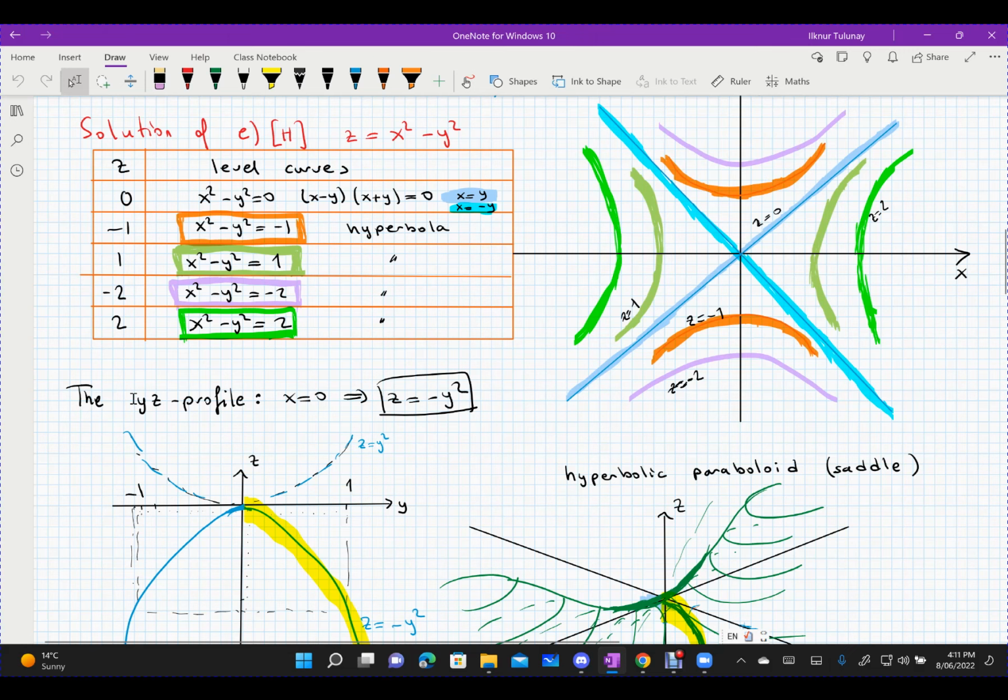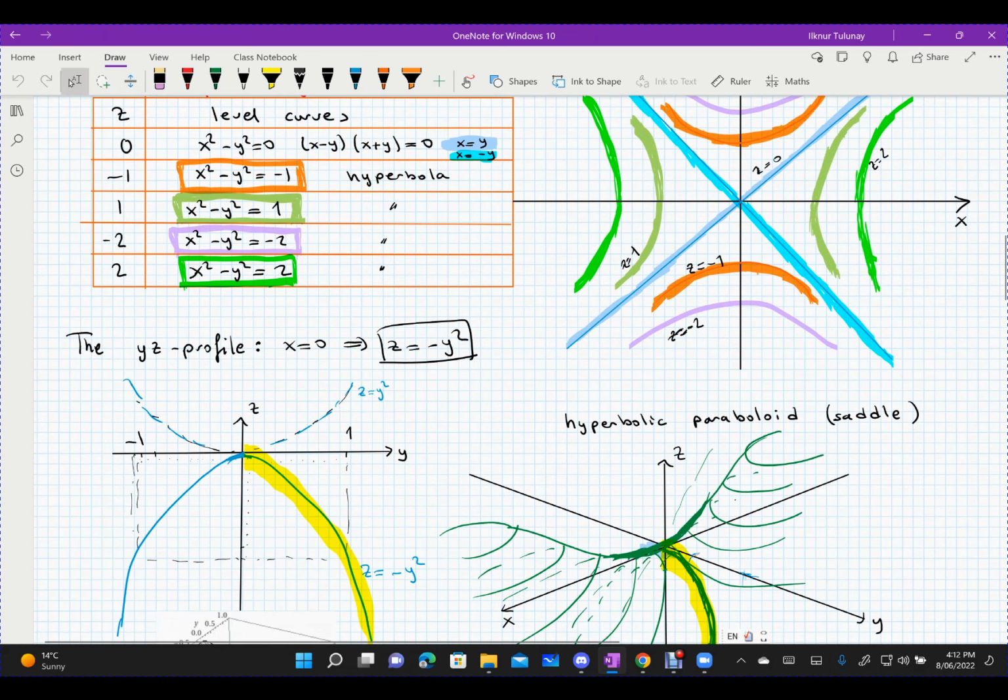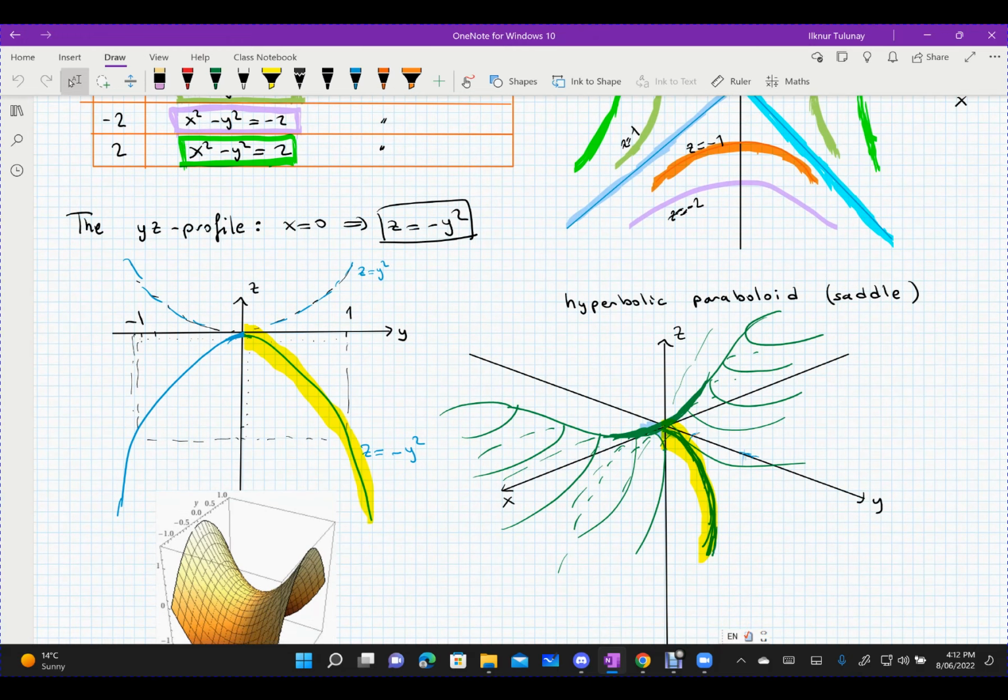And the YZ profile. To obtain the YZ profile, we put x is equal to 0. It will give us z is equal to minus y squared. That will be a parabola in the sky. If it said z is equal to y squared, it would be this shape. And the opposite of this will be z is equal to minus y squared, which is that one. So by thinking of this in the YZ appearance and thinking of this one in the XY appearance, and trying to think what kind of surface may give this kind of projections is the challenge for this question.